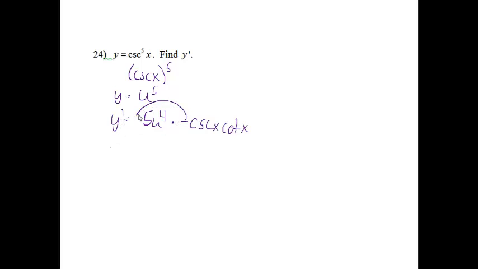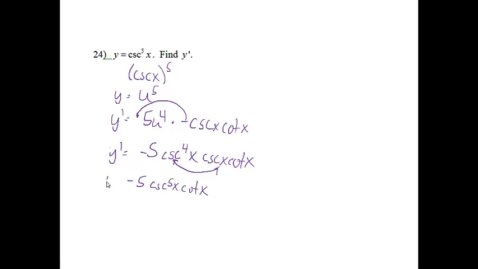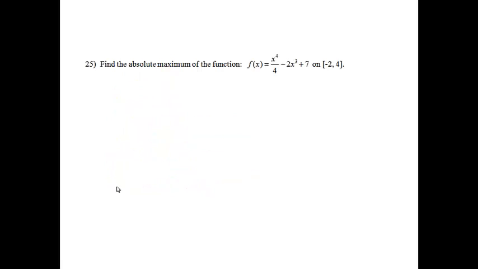I am going to put the negative out in front of the problem because that's the proper place to put negatives. So I'll get u to the 4th, so it will be cosecant to the 4th x, cosecant x, cotangent x, and then I notice that I can put these two together to make it negative 5 cosecant to the 5th x, cotangent x, and that is my derivative.